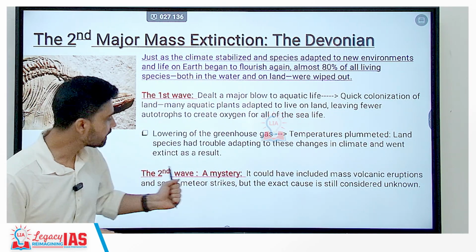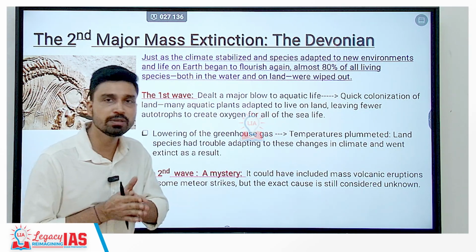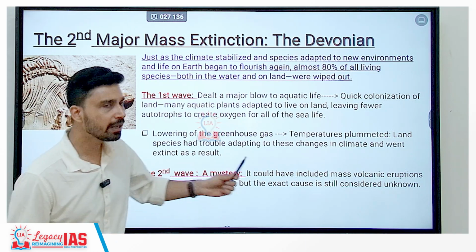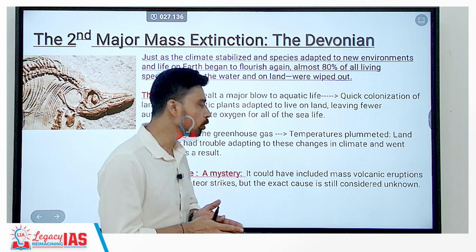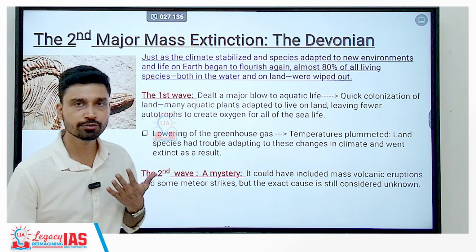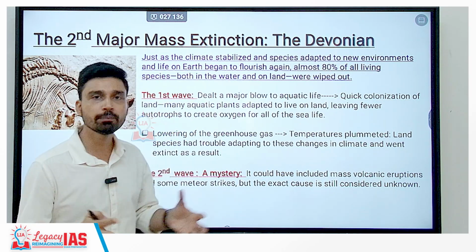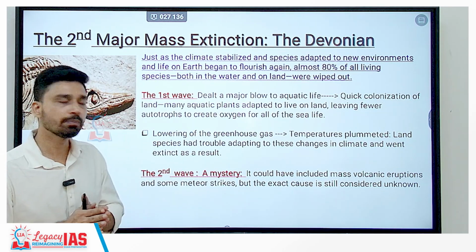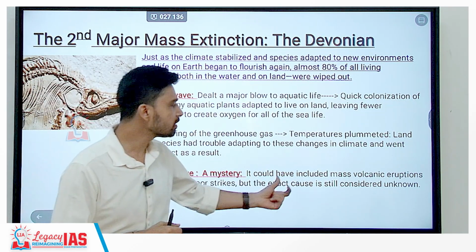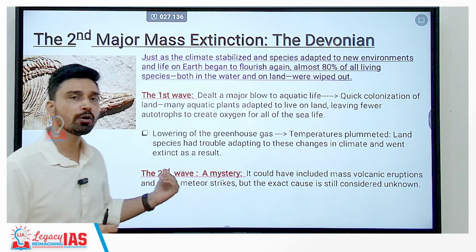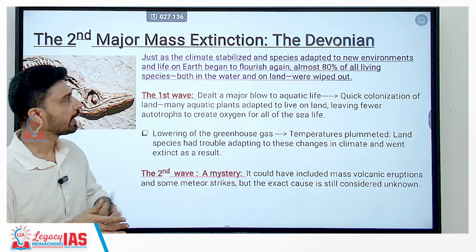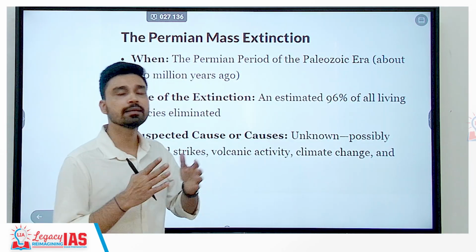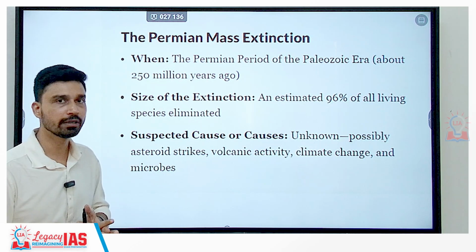Followed by this, we have the second wave. Now, the second wave is still a mystery. We do not have a very clear understanding about these waves, but many scientists believe that the second wave could be made up of mass volcanic eruptions happening on the earth due to tectonic plate movement, and some meteor strikes might also have coincided with this phase, and thus the exact cause is still considered unknown. But again, because of the combination of the first and second wave, as we have discussed, 80% of the living animals became extinct, and that led to the end of the second extinction event.